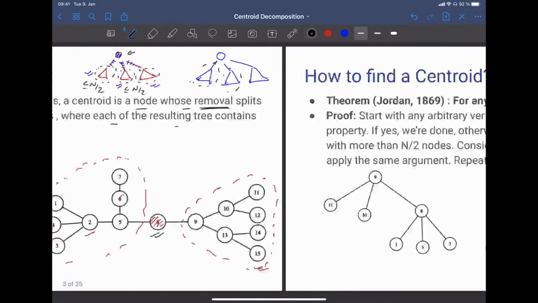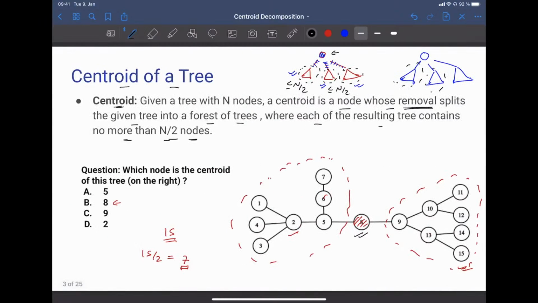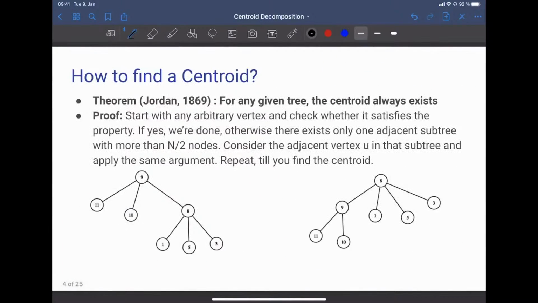So now we have defined what a centroid is. We have also looked at a sample example. But the next question is, first, does every tree have a centroid? Whatever the shape of the tree might be, can we prove that the centroid of the tree always exists? And if we can prove this, the second question would be, how do we find the centroid? Okay, so these two are the most obvious next questions that we would ask.